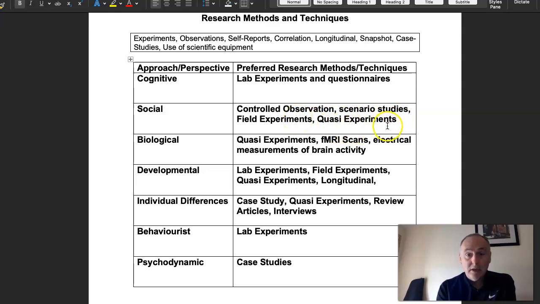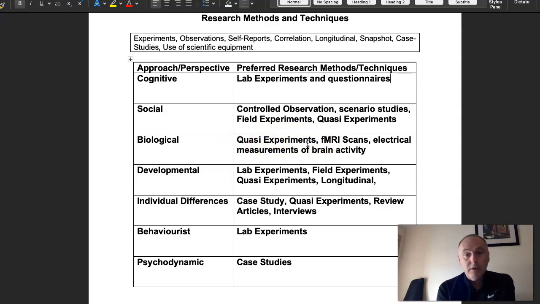Piliavin, and quasi experiments. So you get a whole range of different things there, but what you don't get is lab experiments. The biological approach, so what we've got there: we've got Sperry, we've got Casey, we've got Blakemore and Cooper, and we've got Maguire et al. All right, so they predominantly use quasi experiments.